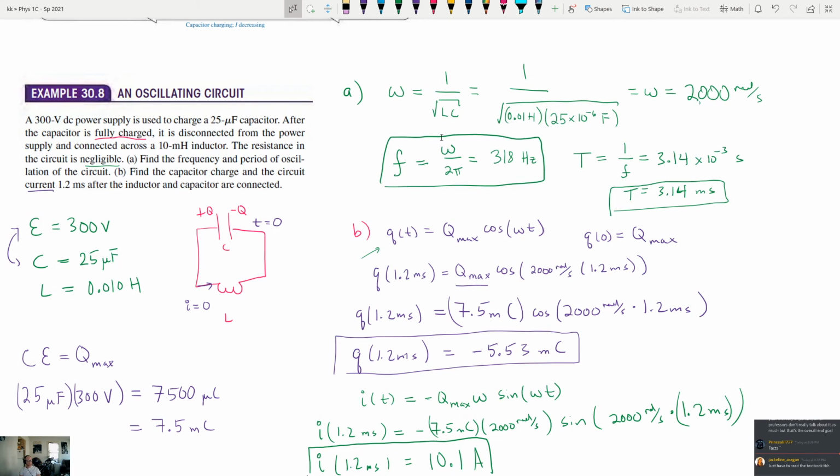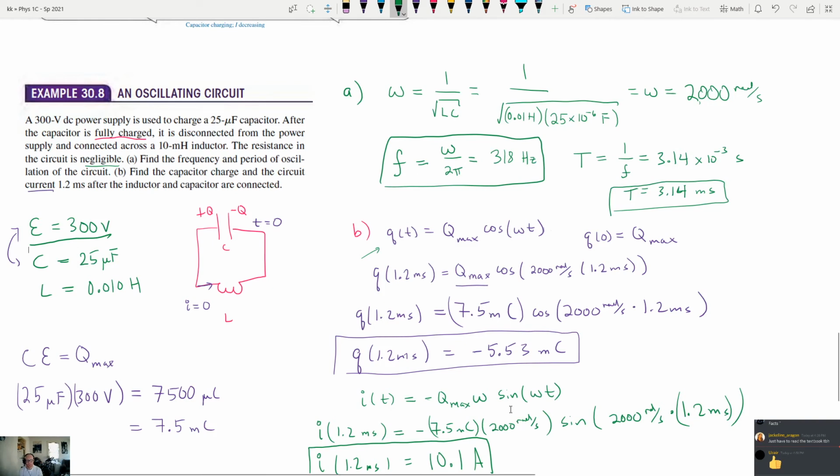Yeah, I got that. The numbers involved in this problem are kind of insane. Millicoulombs is a lot of charge, and 10 amps is actually a huge amount of current. But it was a 300 volt source, so I think those numbers are reasonable. They are reasonable because it's a really big voltage source. So we started off with a lot of energy on our capacitor.